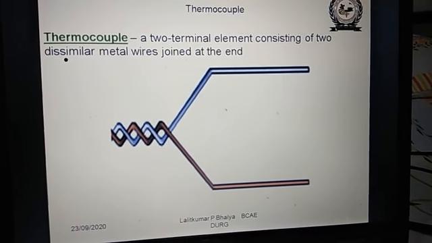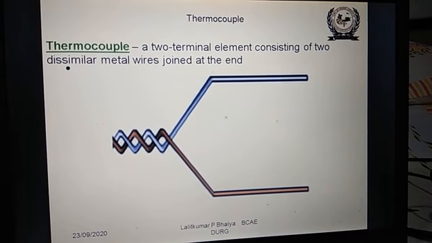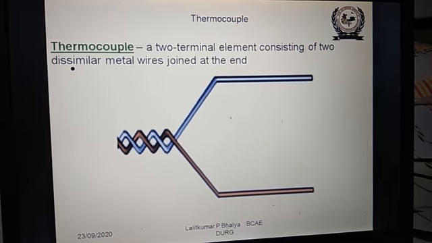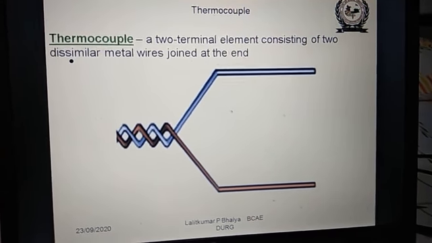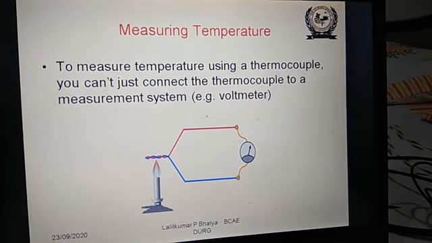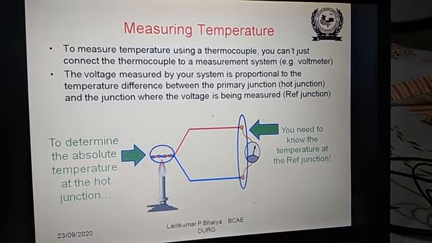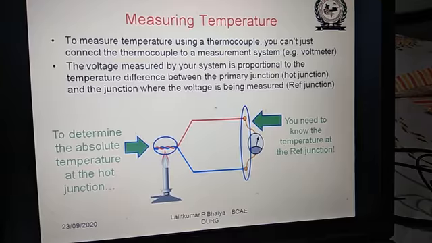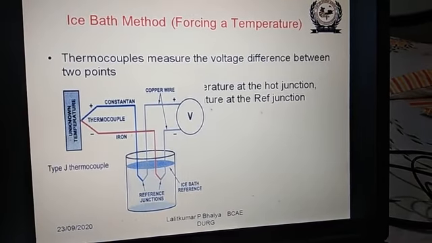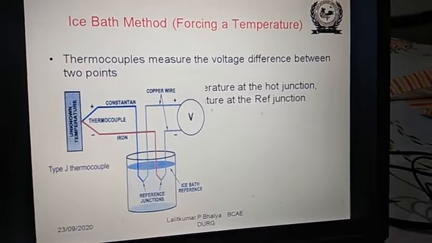This is the diagram of the thermocouple. A two terminal element consisting of two dissimilar metal wires joined at the end, measuring temperature with the help of a voltmeter and circuit. This is with reference to the ice bath, that is the cold junction.